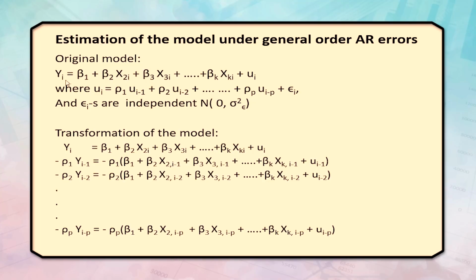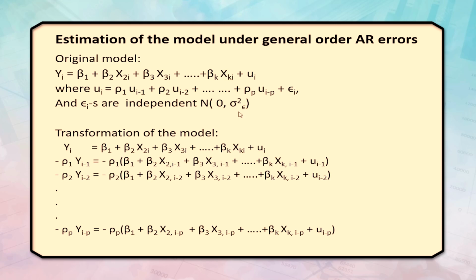So, once again the original model is given as earlier: y regressed on an intercept, x2 up to xk, plus u, where u is autoregressive of order p. So, ui depends on ui-1, ui-2, right up to ui-p plus epsilon i, and the epsilon i's are independent, normal, with mean 0 and variance sigma square epsilon.